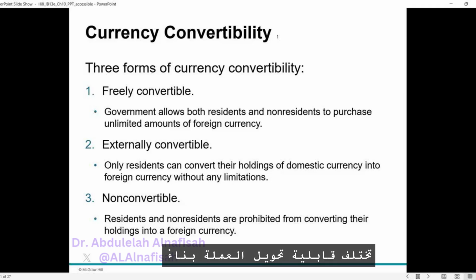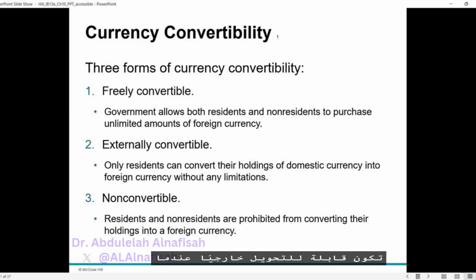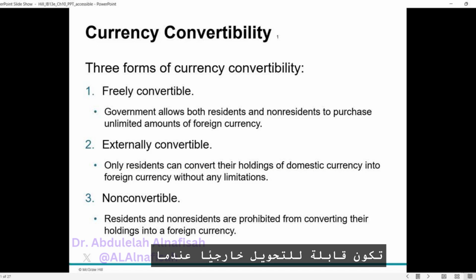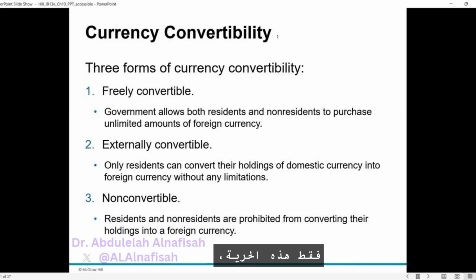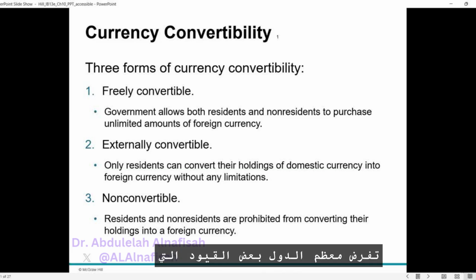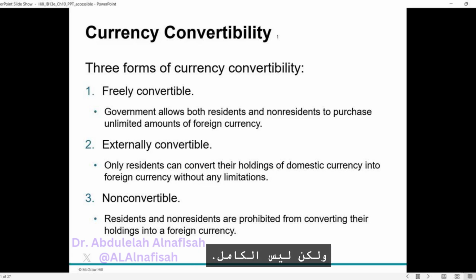Currency convertibility varies based on government restrictions. A currency is freely convertible if both residents and non-residents can exchange it for foreign currencies without limitations. It is externally convertible when only non-residents have this freedom, and non-convertible when no conversion is allowed for either group. Most countries impose some restrictions, allowing external but not full convertibility.